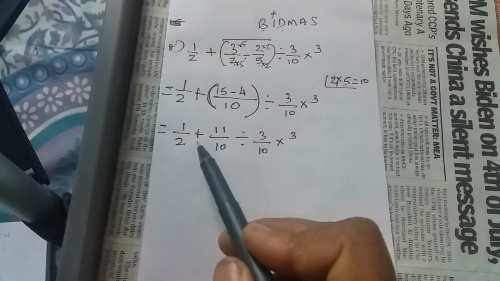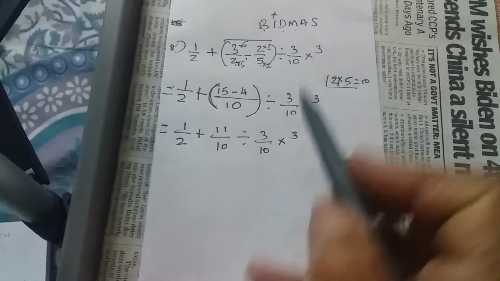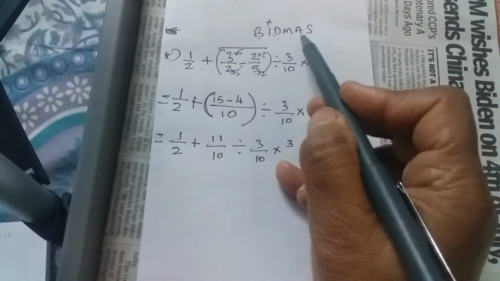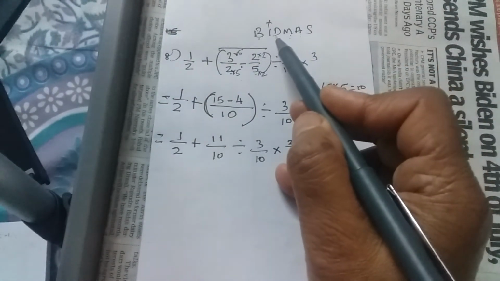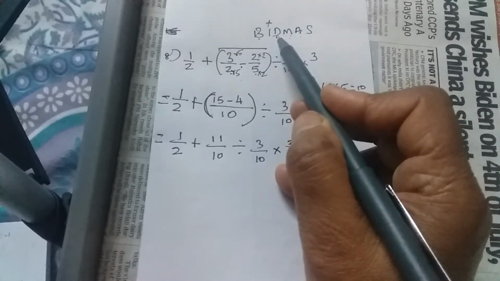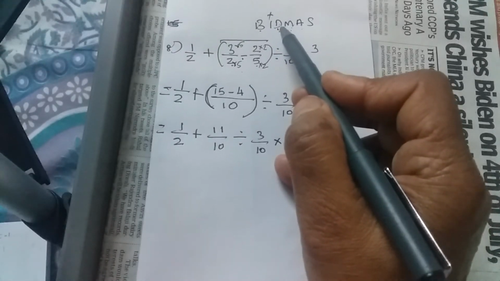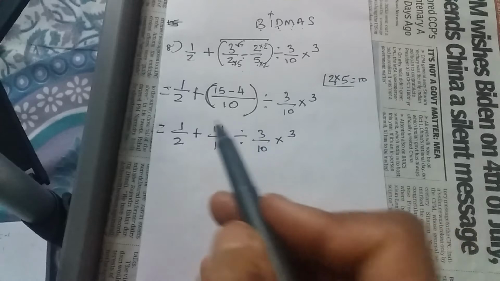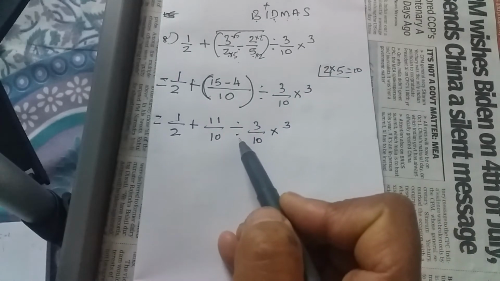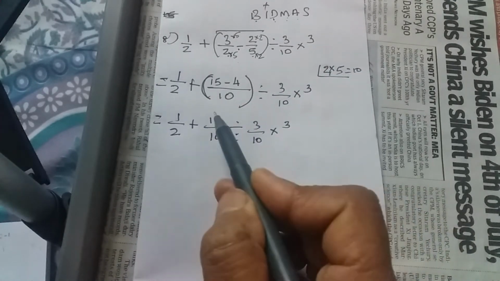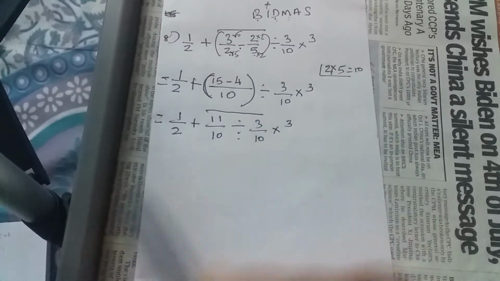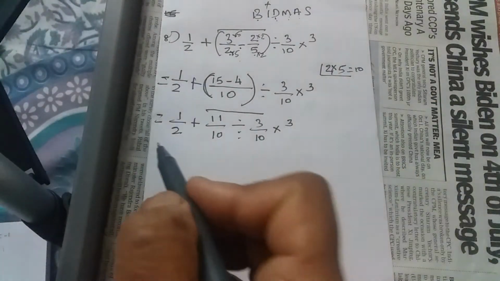Now we have addition, division, multiplication. Which will you do first? Addition, division, multiplication. Which has to be done first? Division should be done first according to the order of the rule. We should do BIDMAS, division first. So where do we have division? Here is division. Between which two numbers? 11 by 10 and 3 by 10. Only that has to be divided first.